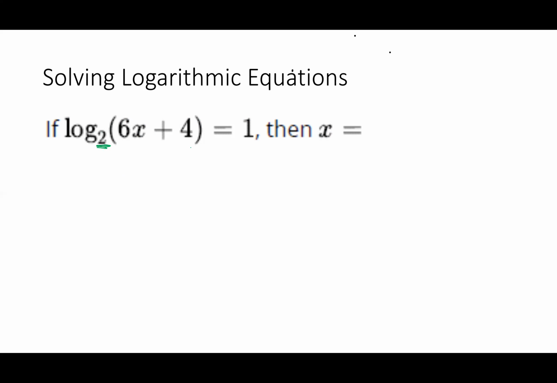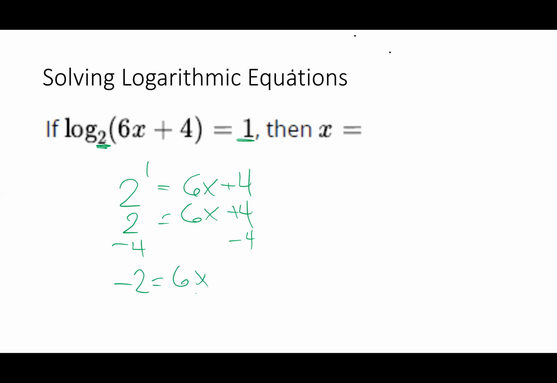So 2 raised to the 1 power is equal to 6x plus 4. Well, that's just 2 is equal to 6x plus 4. I'm going to subtract 4 from both sides. Divide by 6. X is equal to negative 2 over 6, which is negative 1 over 3.